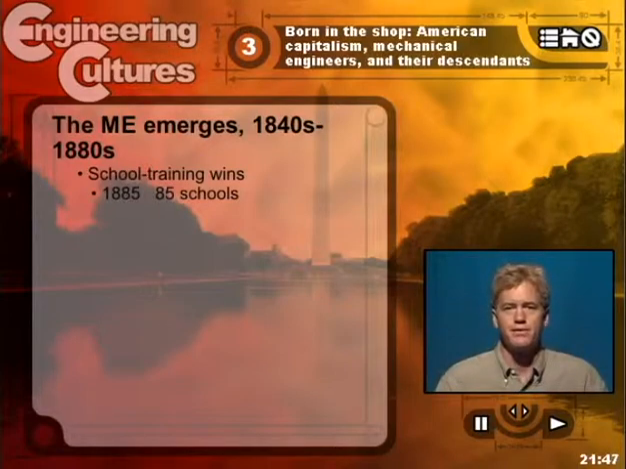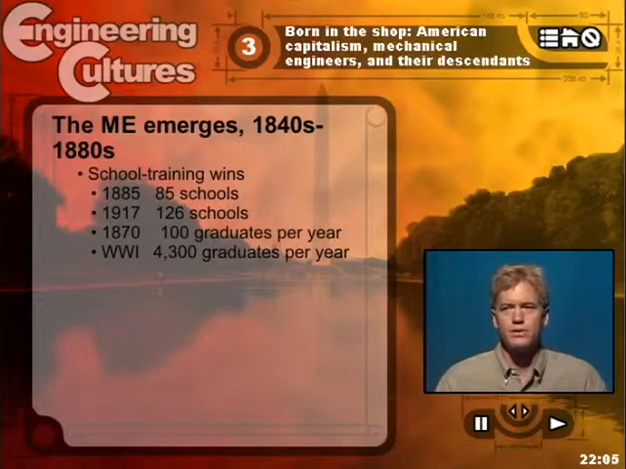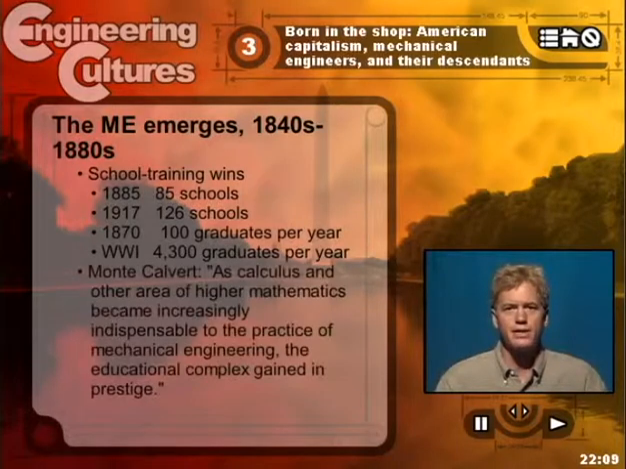By 1885, there are 85 schools. By World War I, there are more than 125 schools, and the number of graduates in engineering rapidly expands from 100 per year in 1870 to over 4,000 in World War I. Also, as Calvert puts it, quote, "As calculus and other areas of higher mathematics became increasingly indispensable to the practice of mechanical engineering, the educational complex gained in prestige."